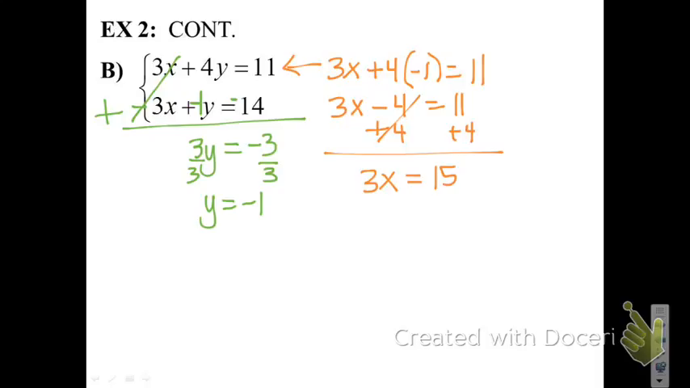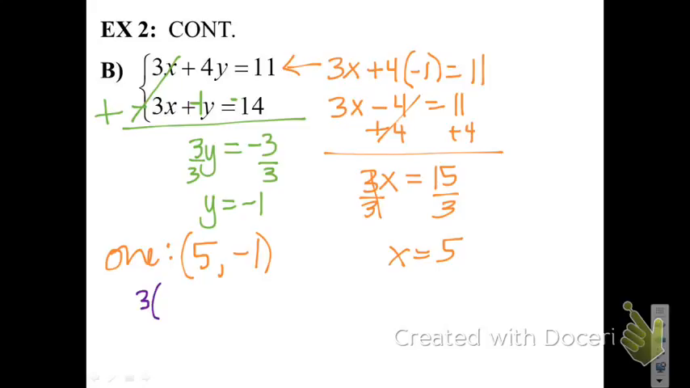To get x by itself, we divide by 3, and x is 5. So we get one solution located at (5, negative 1), and that's where those two lines will intersect if we were to graph them. The last thing you'll do on that is to check your solution in both equations.